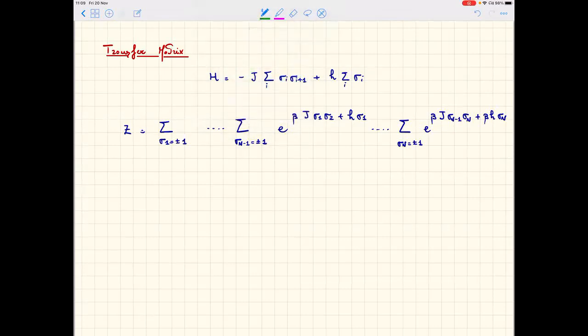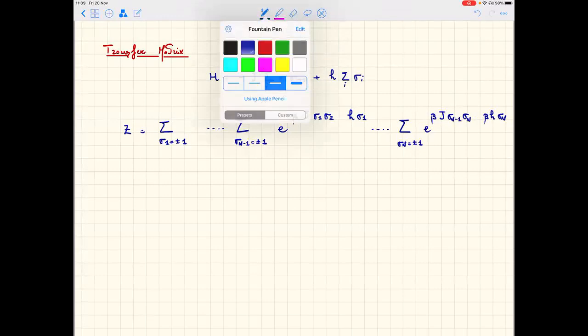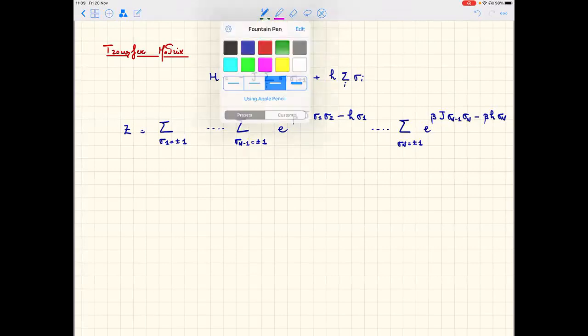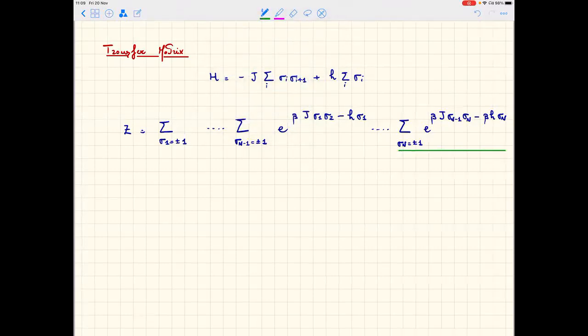Sorry, Professor. Is it plus or minus H sigma? It's minus. The way I wrote it is minus. Thank you. All right, so let's now perform the summation over sigma n explicitly. So this summation here.